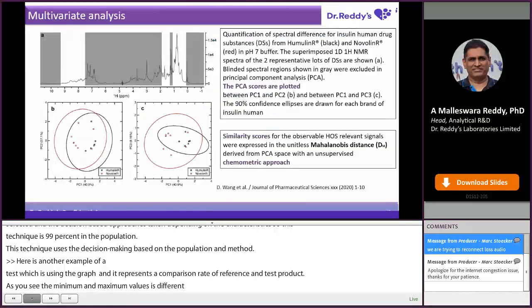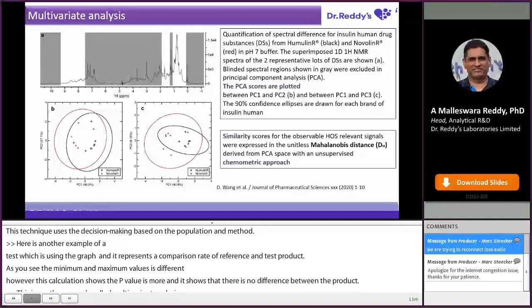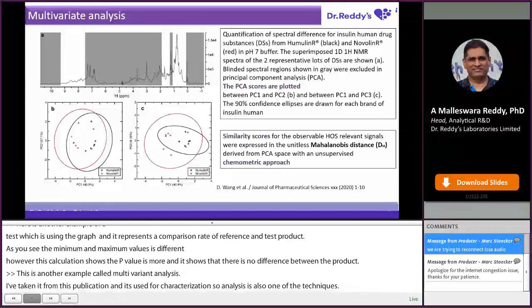This is another example I have taken for multivariate analysis. I have taken it from a recent publication, where NMR spectra are used for characterization. Multivariate analysis is also one of the techniques, where PCA scores are plotted, and then similarity of scores using Mahalanobis distance, a chemometric approach, is used for comparison of reference product and test product.